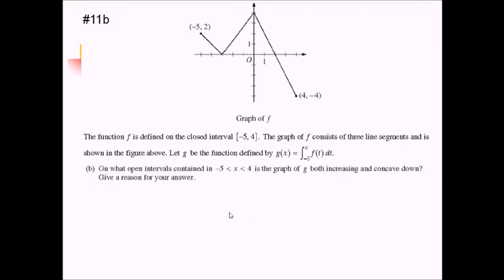For this one, we're trying to figure out the open intervals between -5 and 4, where the graph of g is both increasing and concave down, and justify the answer. Let's deal with increasing first. If we want to know where g is increasing, we need to know where g prime is positive. Since g is this integral function, g prime, using my fundamental theorem, is just going to be f of x. So essentially this graph up here.